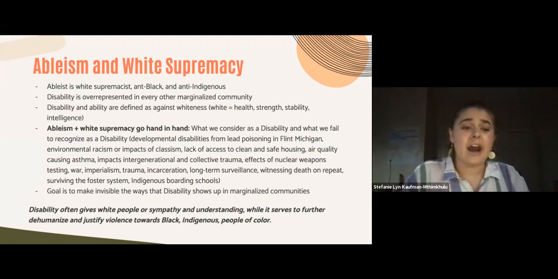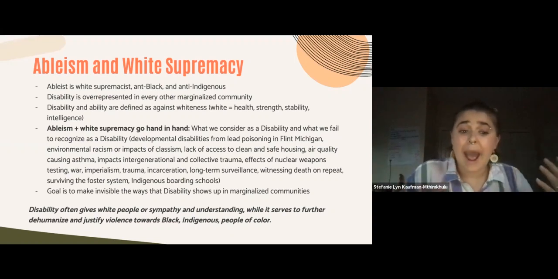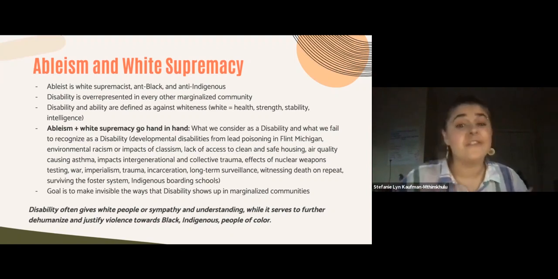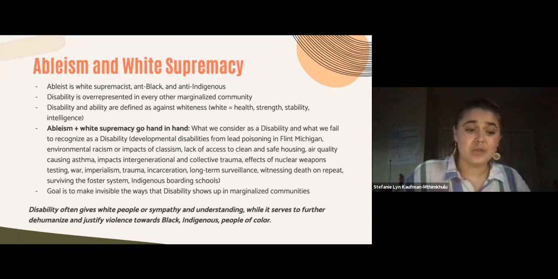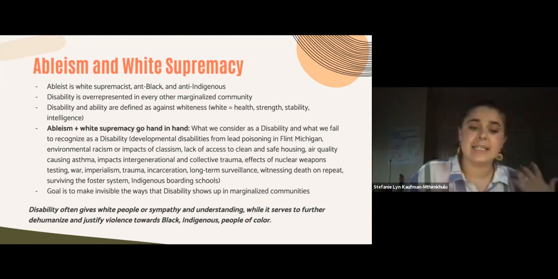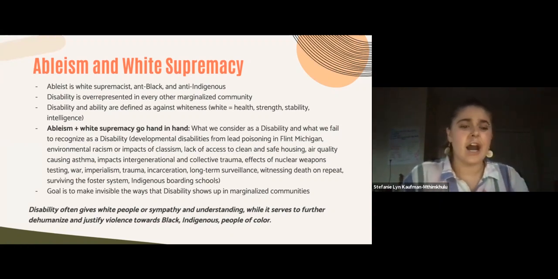Are we thinking about environmental racism and the impacts of air quality on Black youth who are being diagnosed with asthma at outstanding rates? Are we thinking about developmental disabilities from lead poisoning in Flint, Michigan? Are we thinking about the impact of long-term surveillance on communities of color, the trauma of incarceration, family separation, right? These are things that cause trauma and disability. And it's actually a tool of our society to try and make invisible the ways that disabled people show up in marginalized communities.